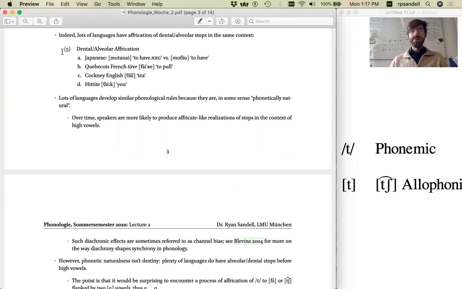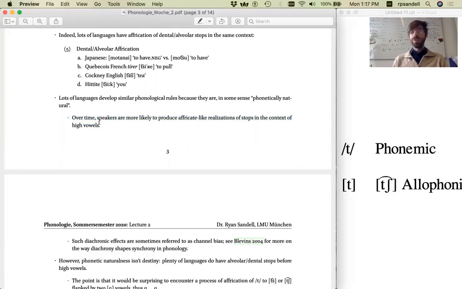And perhaps one reason that lots of languages develop phonologically similar rules is precisely because those rules tend to be phonetically natural. There's some phonetic basis, either in the way that the sounds are produced articulatorily or in the way in which the sounds are perceived by other speakers, that makes it likely that a stop could be realized as an affricate in the context of a high vowel. And here diachrony plays something of a role.